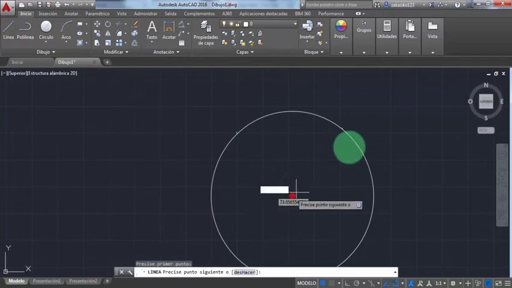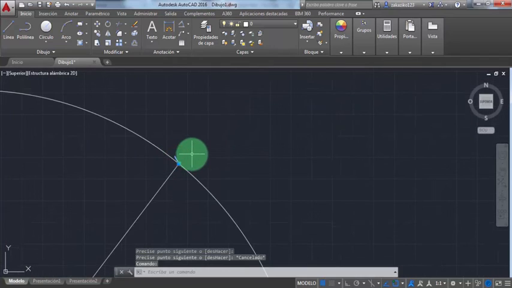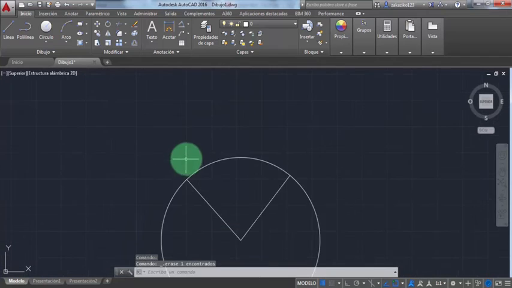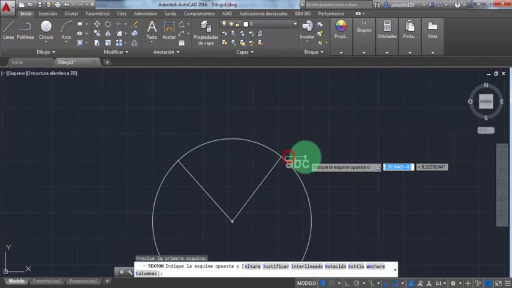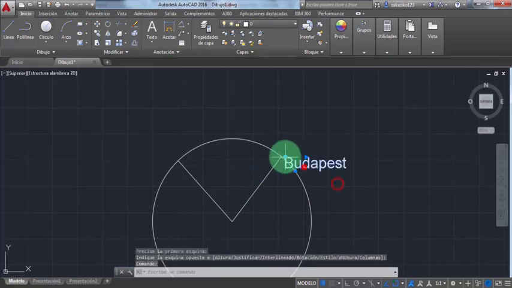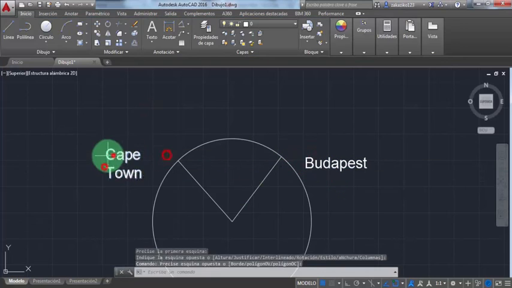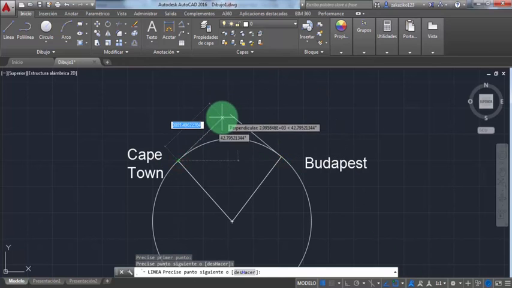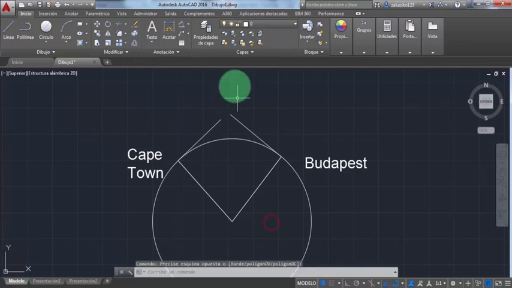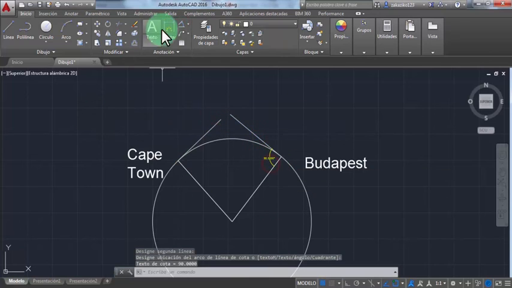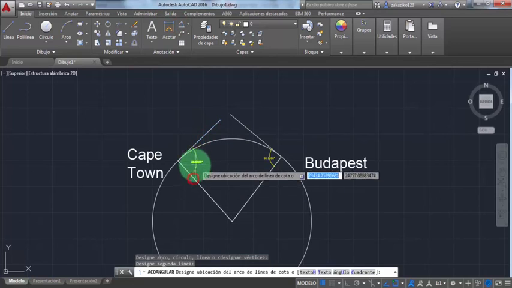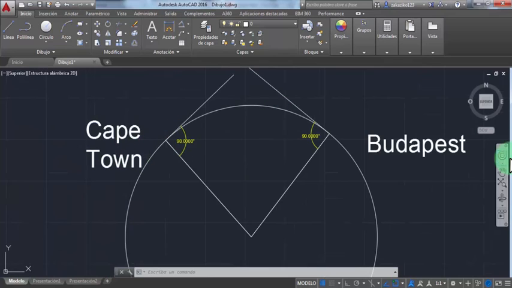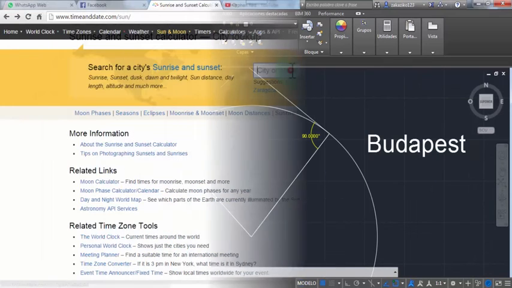I'm going to draw 2 lines to get tangent lines at 90 degrees. Now I'm going to write the names of the cities so you can understand what I'm doing. Now I'm going to draw the tangent lines. Okay, there you go. 90 degrees, confirmed. Now we are going to use the Time and Date website to get the elevation angle of the sun for the two cities.